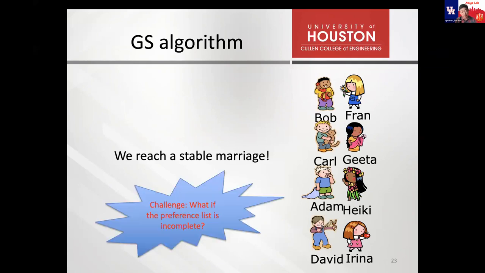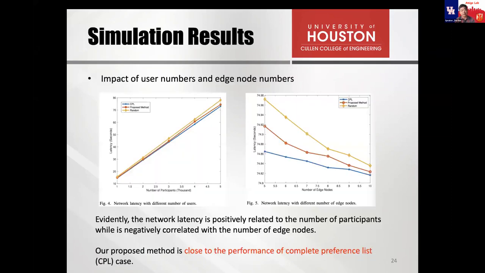But the problem is that this algorithm needs the preference list for all the devices and all the tasks, which is impractical, not possible. So my student is trying to use an incomplete list and show that it's close to optimal.